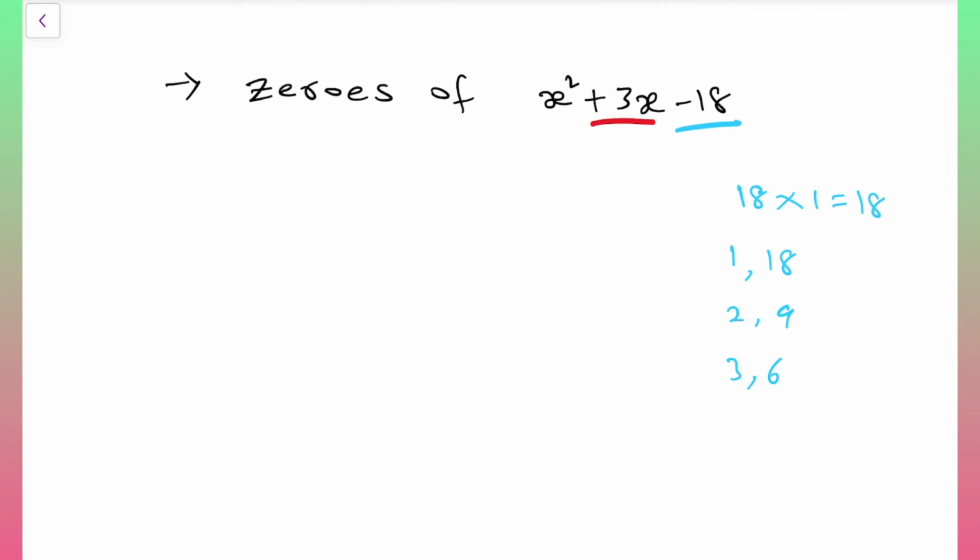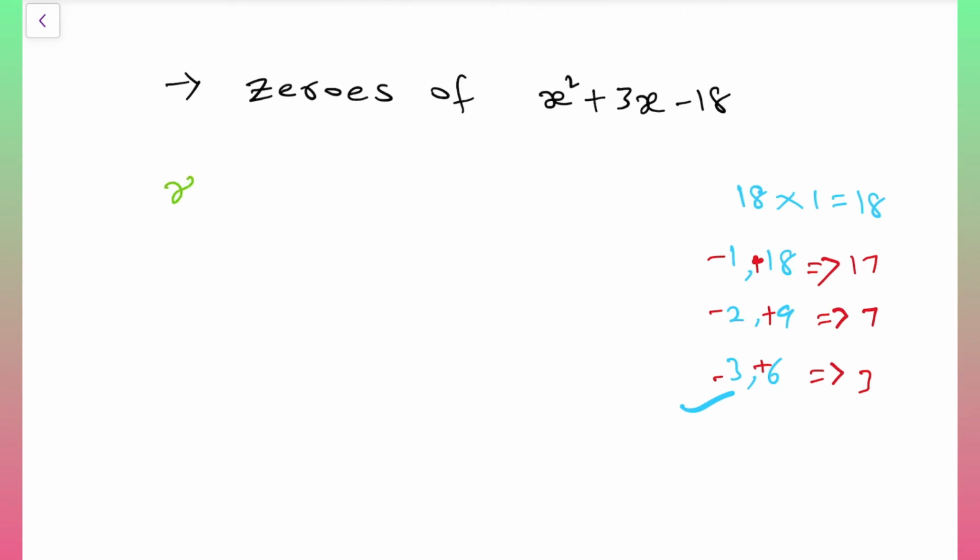If the middle term is positive and the last term is negative, from the pair the bigger number should be positive. In 1 18, 18 is the bigger number, in 2 9, 9 is bigger, in 3 6, 6 is bigger, then the smaller number will be negative. Minus 1 plus 18 is 17, minus 2 plus 9 is 7, minus 3 plus 6 is 3. So here also, again, the last pair is the correct pair.